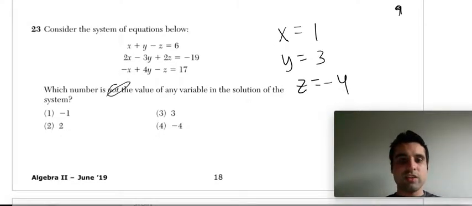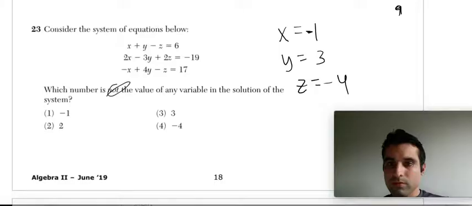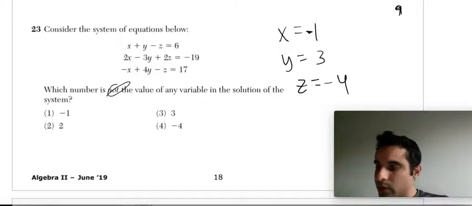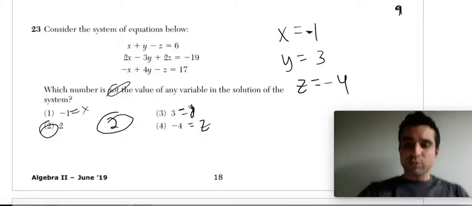And they say which one's not a value, so I'm sorry, x equals -1. X equals -1, y equals 3, z equals -4. So this is x, this is y, this is z. All right, and this is not a solution, okay? Now we're going to go on to the last problem, the last multiple choice, okay?